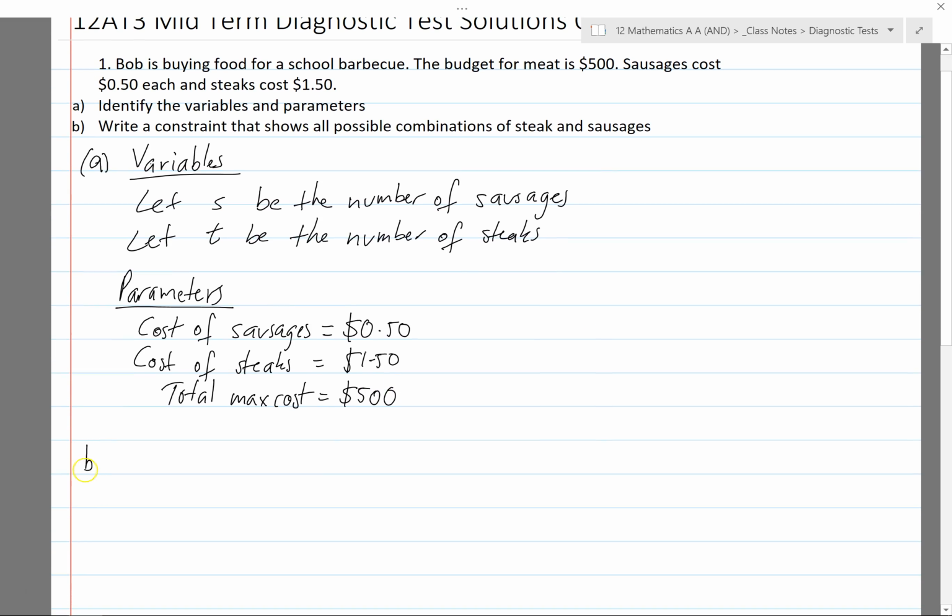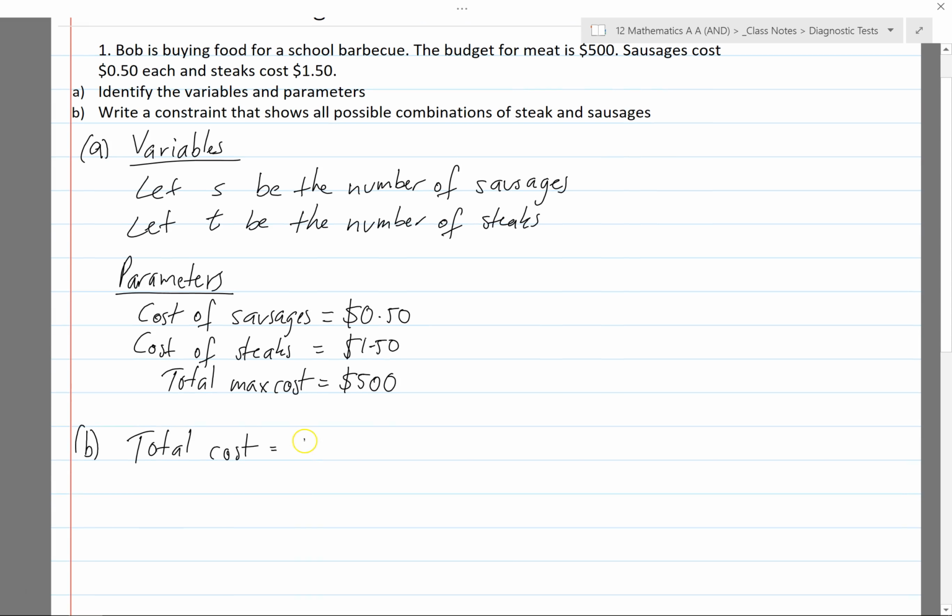Part B, write a constraint that shows all possible combinations of steak and sausages. So remember, constraints are combining these two together, so writing the parameters in terms of the variables. The total cost, I'm going to buy S sausages and T steaks. So S sausages will cost me 0.50 S. T steaks will cost me 1.50 T.